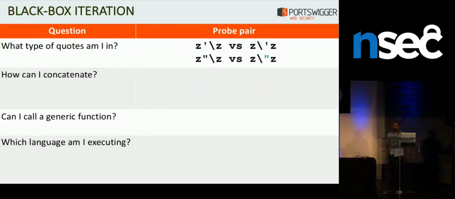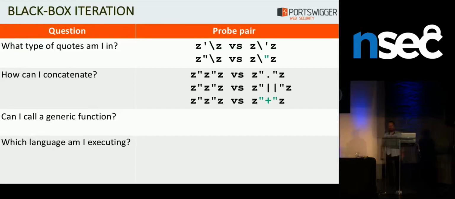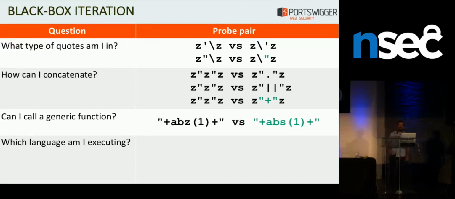So that's cool. But the true power of this technique is that we can use the answers from these questions to decide what to do next. For example, having figured out that we're in a double-quoted string here, we can then efficiently try and figure out automatically what character the server uses for concatenation. So here we've tried a few possibilities and found that plus works for concatenation. And knowing that, we can then easily try and inject a generic function call. The abs function, I've chosen that function specifically because it exists in almost every language out there.